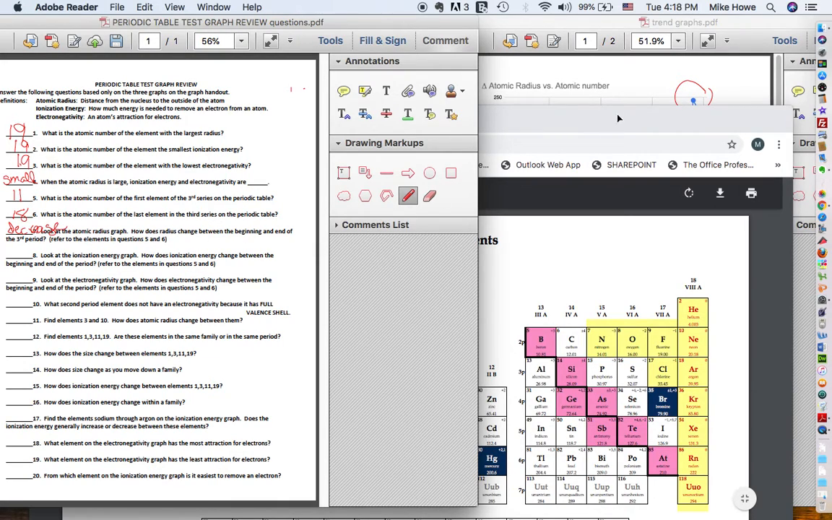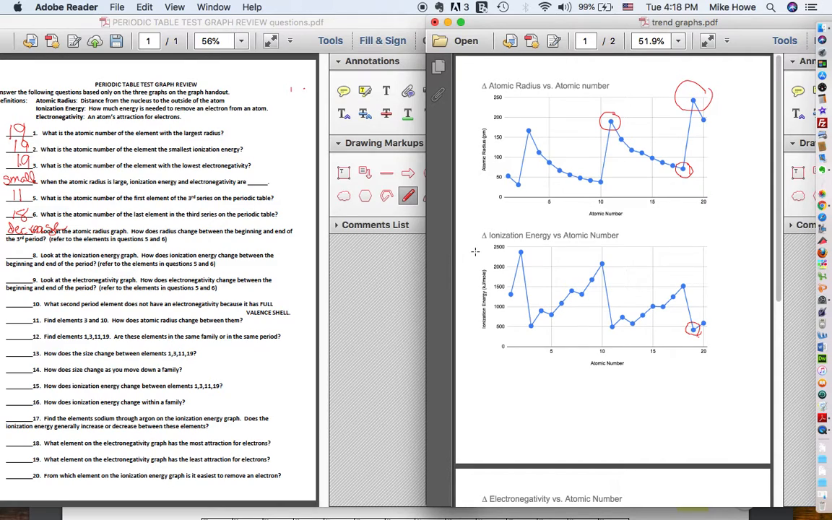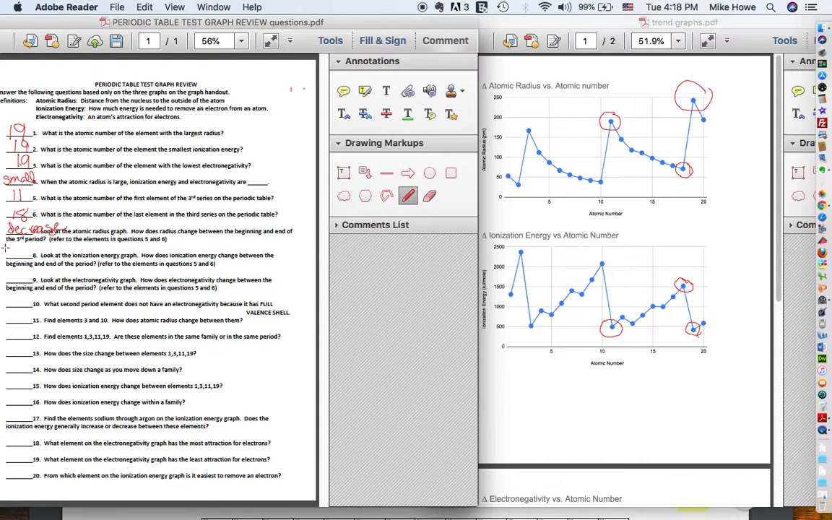Now look at ionization energy graph. How does the ionization energy change between the beginning and the end of the period? So here was element 11, that was the beginning of the period, remember sodium. This is element 18. So how did the ionization energy change? In general, it gets what? It gets bigger. Or you could say increase.